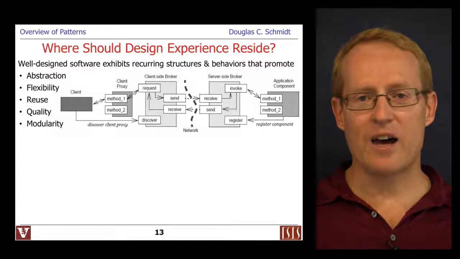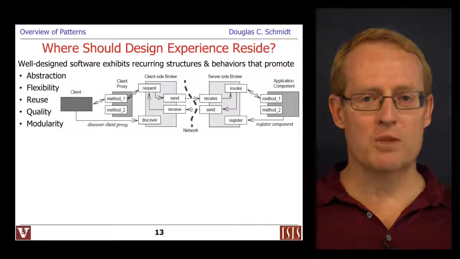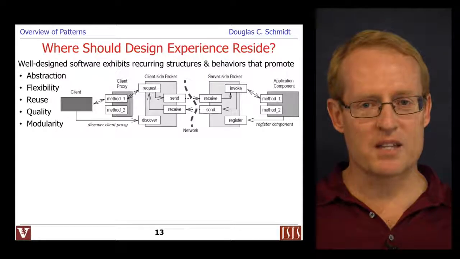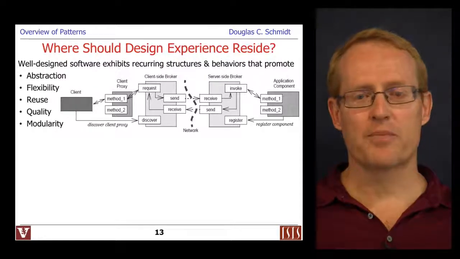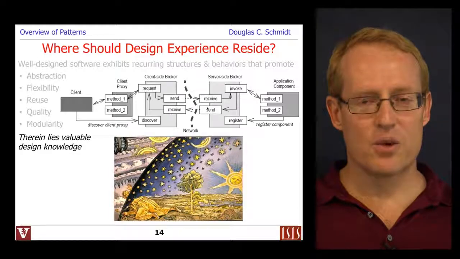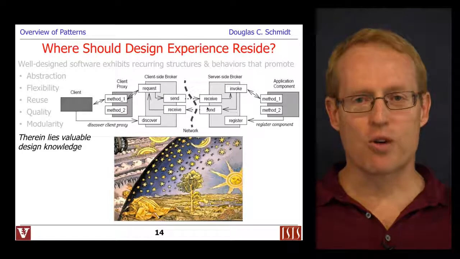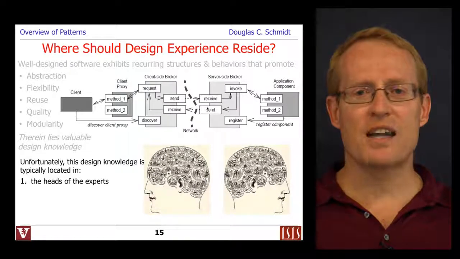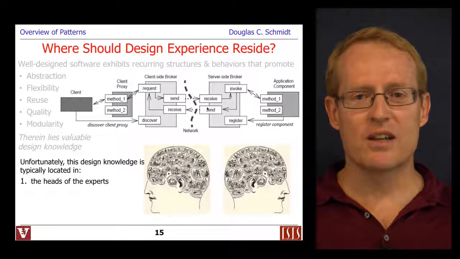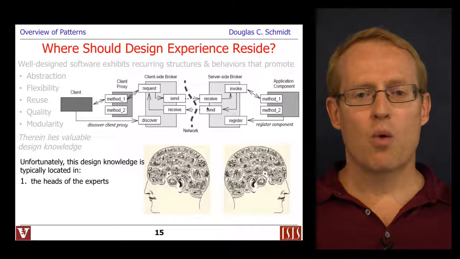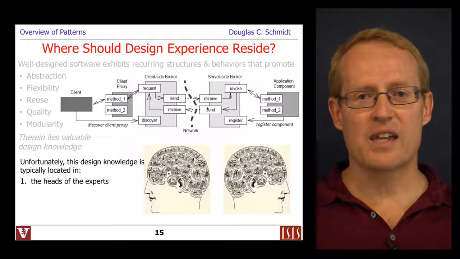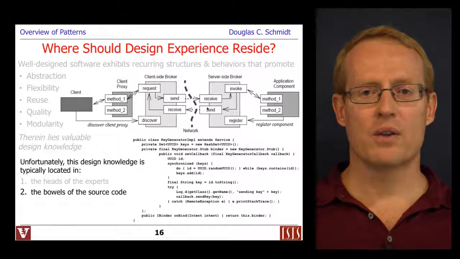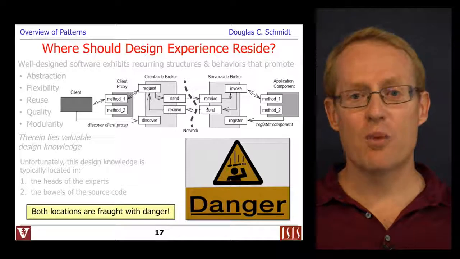And modularity allows you to divide and conquer a big problem space into smaller chunks so people can work in isolation because you've emphasized coupling and cohesion appropriately. And therein, in those design structures, lies a great degree of knowledge. It's very important. Unfortunately, this type of design knowledge historically has resided in several locations. One of the locations is in the heads of the experts, and the other location is buried deep within the source code. Both of these locations are fraught with danger.